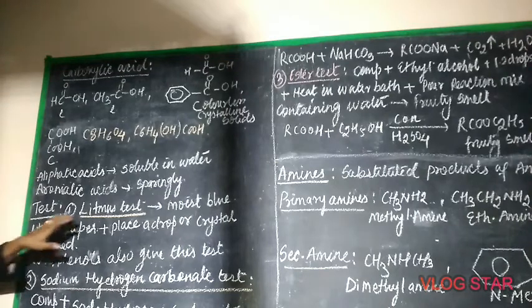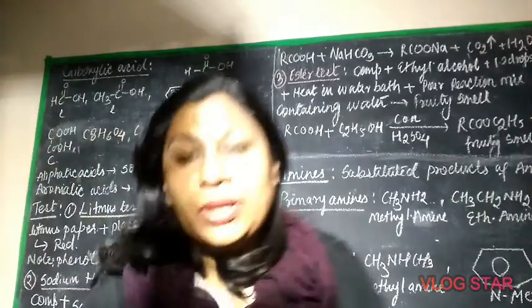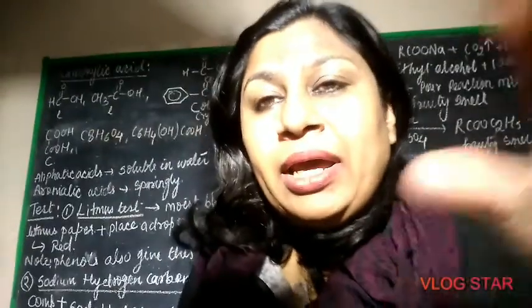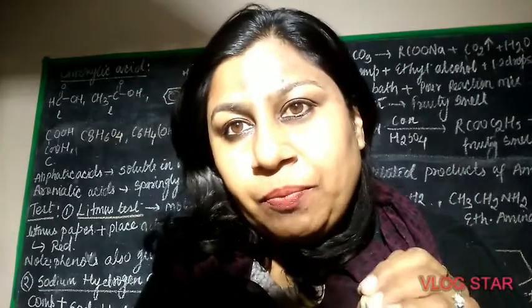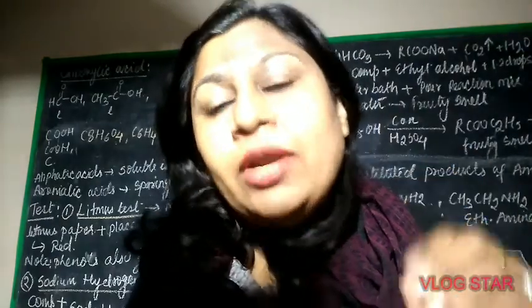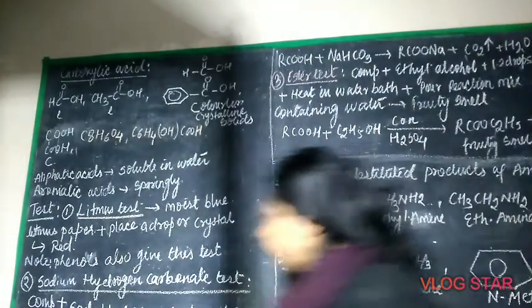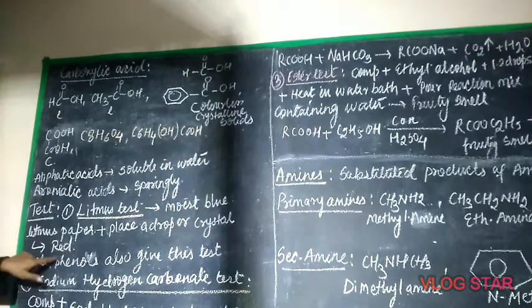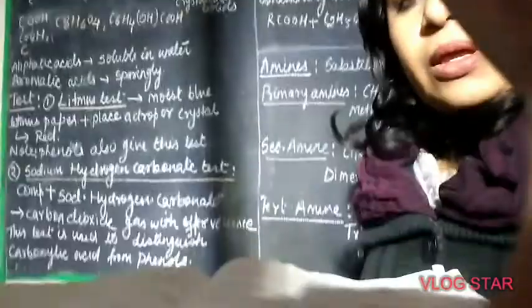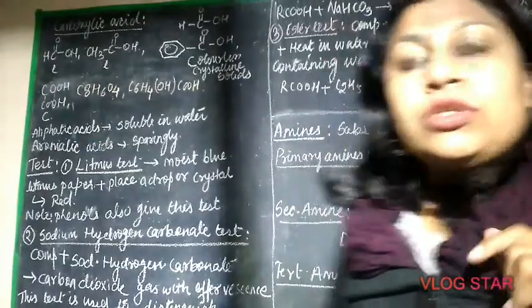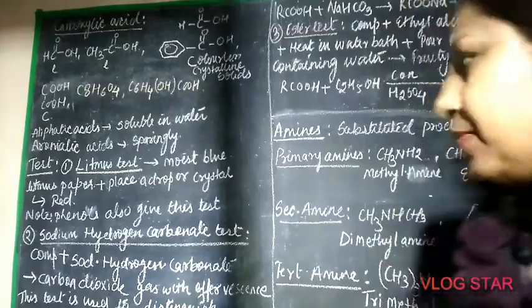First is the litmus paper test. So, what you are going to do? Take a moist blue litmus paper, and if it is liquid, add a drop of the compound over it, or if it is solid, then put the crystal over it. Fine. Now, if it turns red, then that means carboxylic acid is present. Children, it is possible that phenol is also present, because phenols also give the same test.